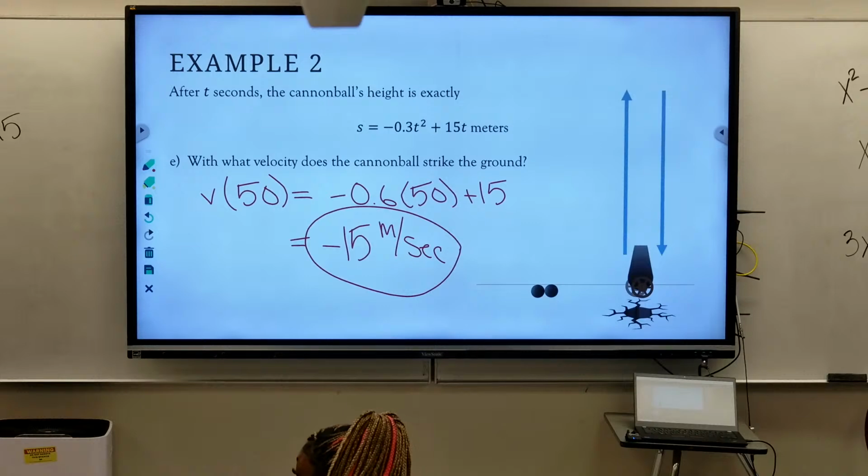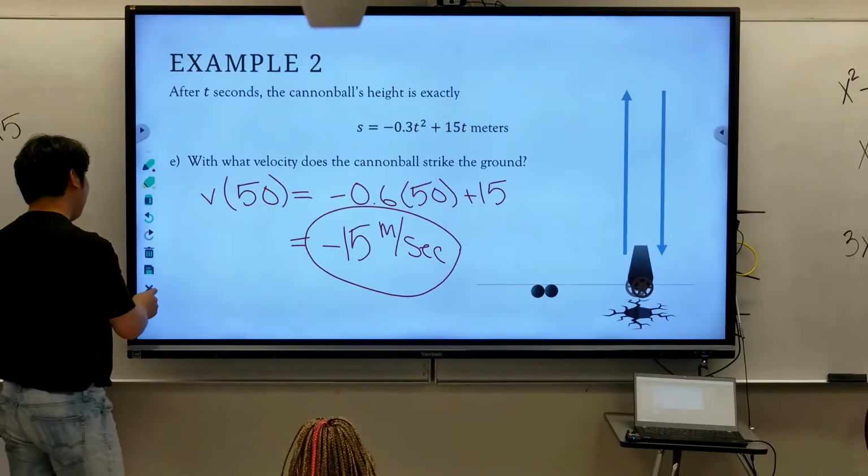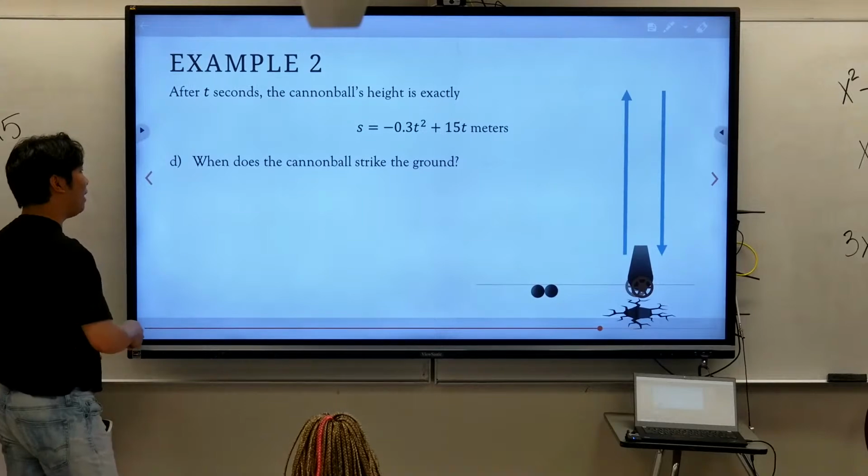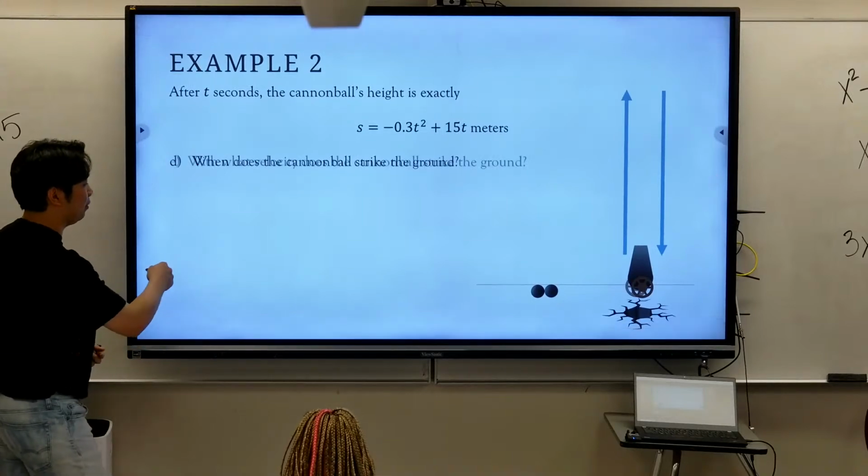All right, so that finishes example 2, and I'm just going to show you example 3. Obviously, we don't have enough time to do it today. I just want you to look at example 3 for a moment and then think about how do we approach it.